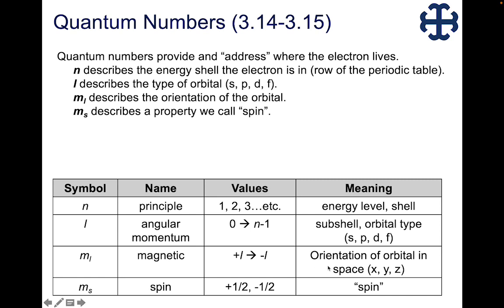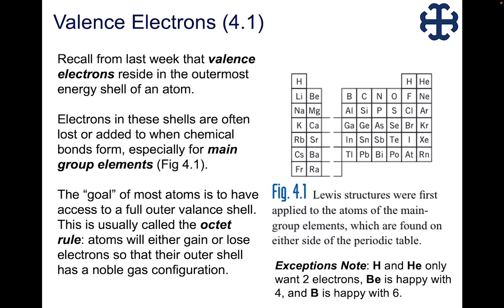All that really tells us about is the orientation in space. This is really never used to distinguish between electrons. And then finally, we have M sub S. M sub S, no matter the element, is always going to be plus 1/2 or minus 1/2. And it doesn't really matter which is which, at least for our purposes, but it'll always be plus or minus 1/2. Okay? All right, on to valence electrons.